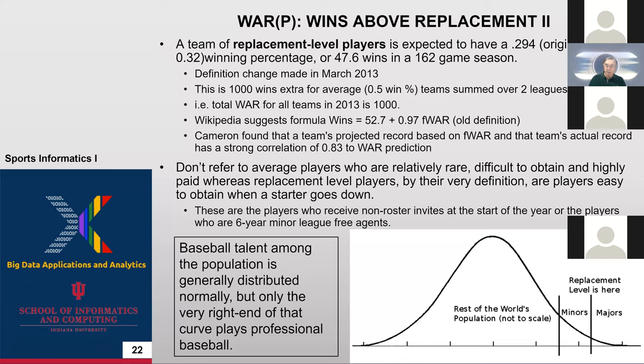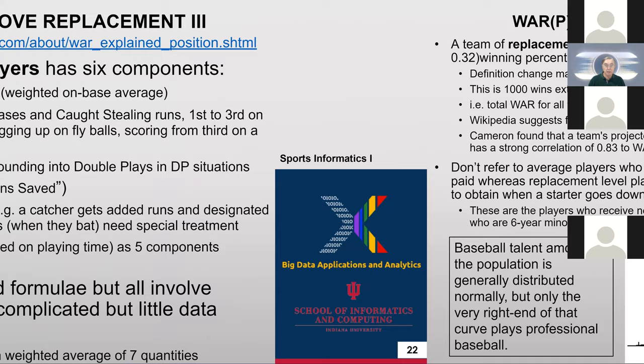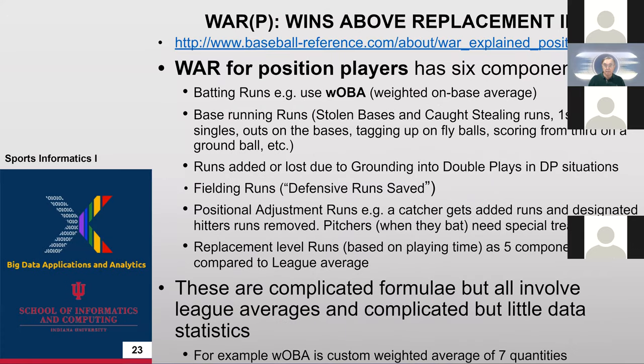And this points out here that the average players are actually not so many of them, because you have to be pretty good to be an average player. Well, because this is the average of players who play in the league. And it just points out that the wins above replacement will be different for pitchers and different for batters and different for catchers.